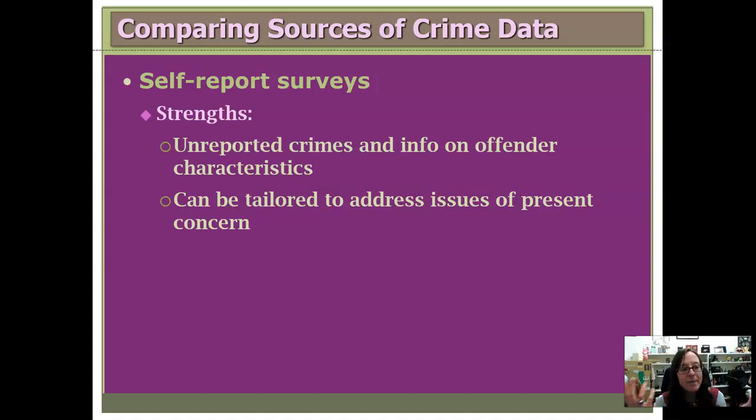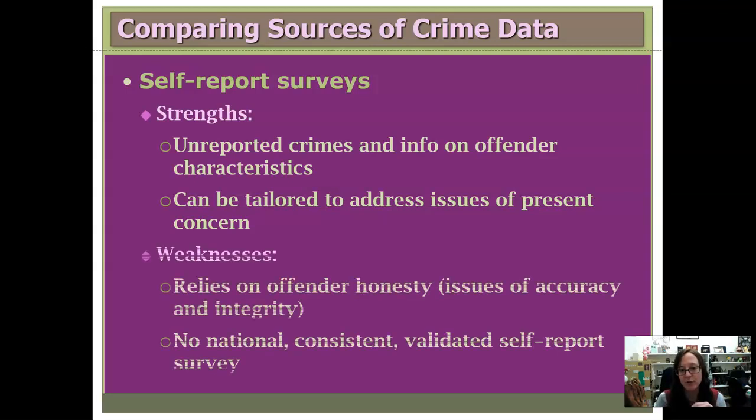Or there are some annual self-report surveys that are fairly large, like the Monitoring the Future study is a big one, but nowhere near the size of the NCVS or the UCR or NIBRS. We just don't have anything that big that's asking about criminal perpetration. But it's good because then that means you can use a self-report survey to examine a specific question of interest or concern. So it's kind of under as a weakness as well that you don't have the national consistent validated self-report survey, but that kind of serves as a strength too. Although, technically you could design a victimization survey for any issue that you'd like as well.